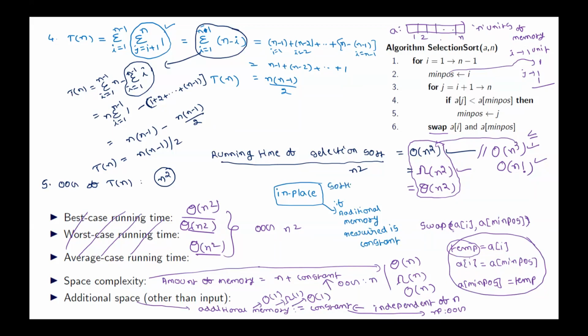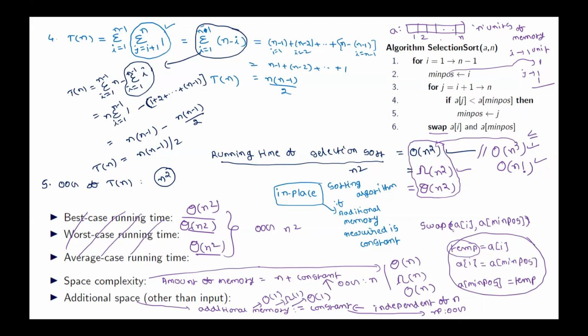Now you tell me, is selection sort an in-place sorting algorithm or not? What is the additional memory it requires other than input? For swapping, a temporary variable. How many units of memory does it require other than array A? Only one unit. It is constant, depending on implementation. It may be 5 variables, or 6, or 7, or 10, or 20 variables. Definitely it is not 2 times n, or 3 times n, or n by 2. Not like that. It is independent of input size.